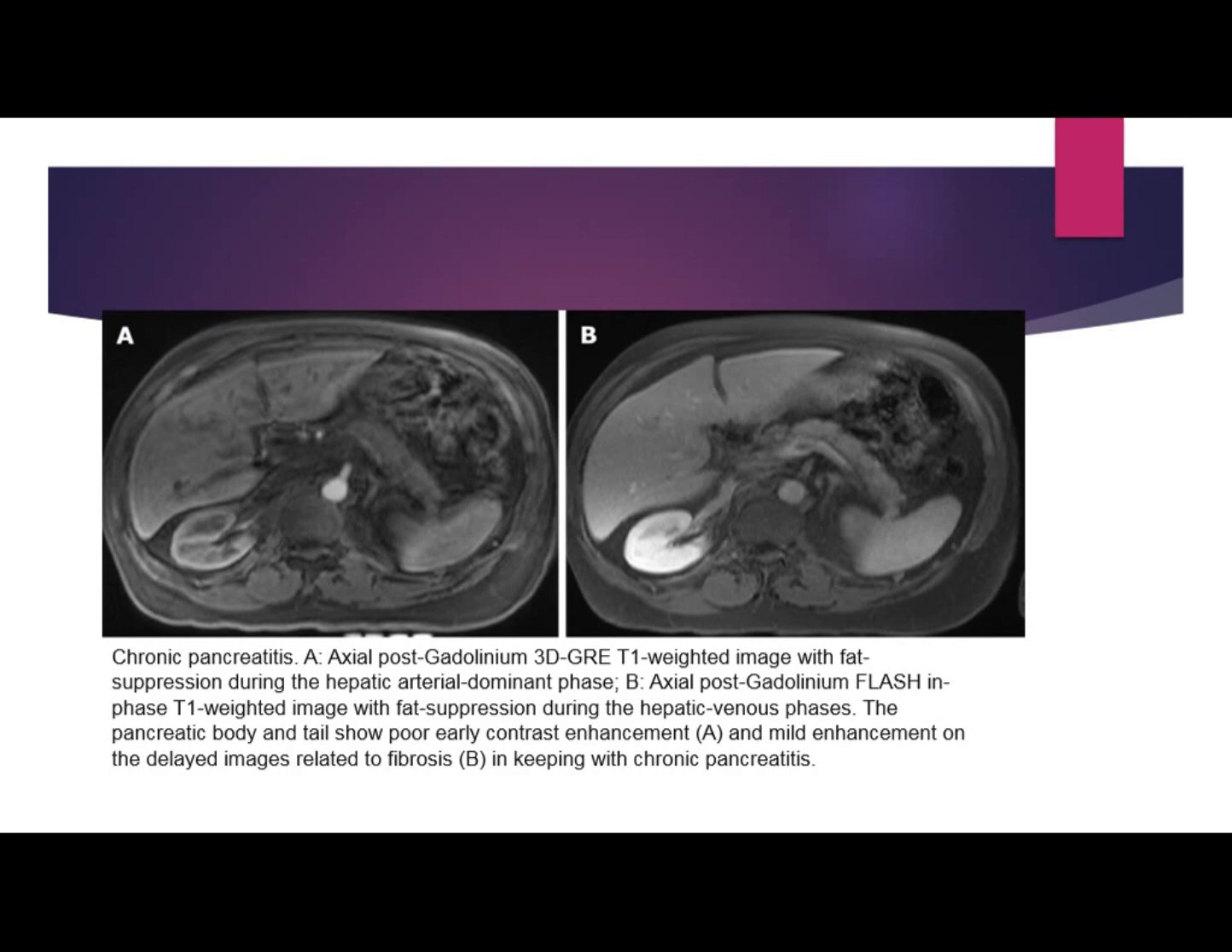Here, hepatic arterial and hepatic venous phase MRI, both of them. You can see the tail and body enhanced with the contrast, but at the venous phase it's mild and increased enhancement more than that of the arterial phase. So they are enhanced more at the venous phase.